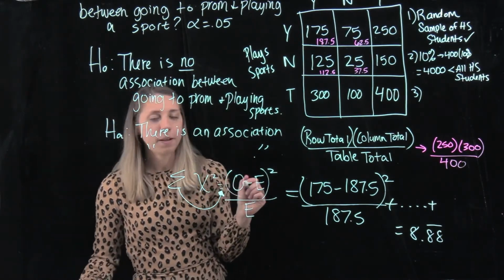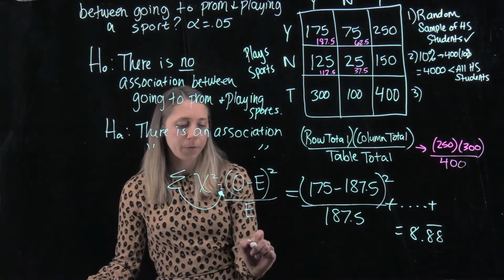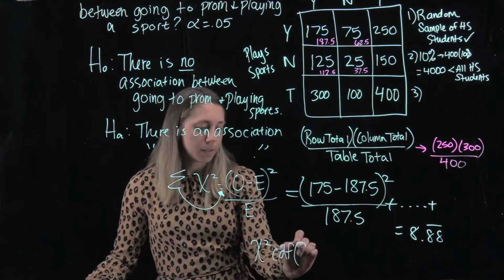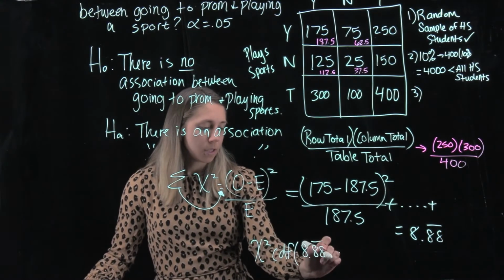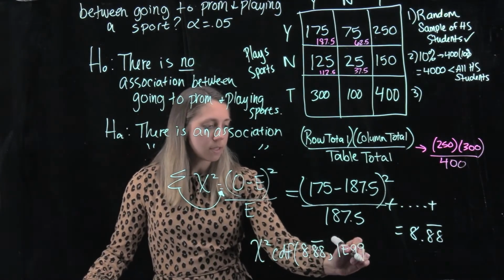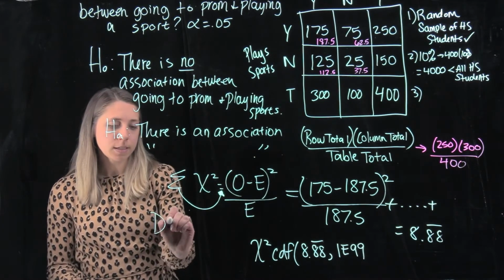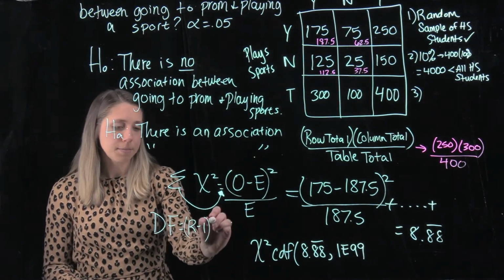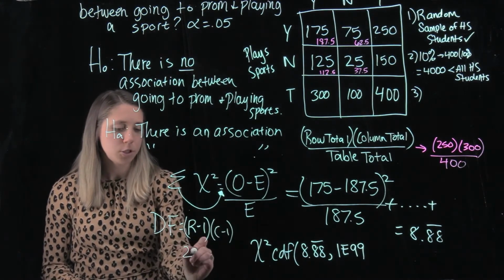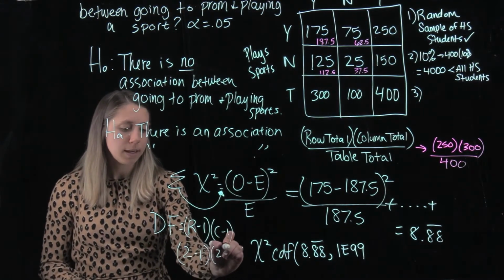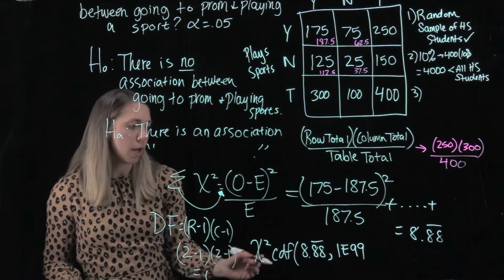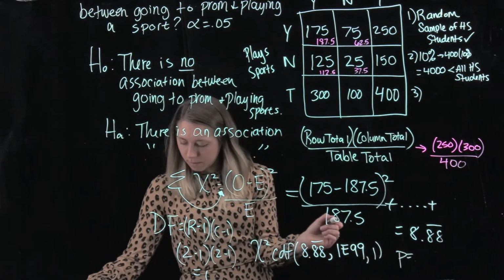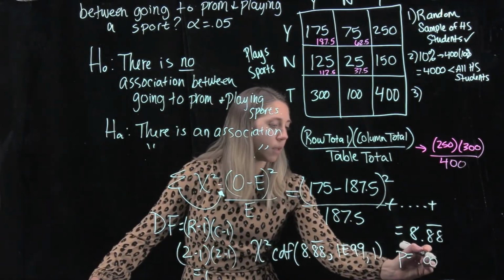If you were to look that up in your chi-squared table or use chi-squared CDF, we would do 8.88 to 1E99. Degrees of freedom for this type of test is rows minus 1 times columns minus 1, so that would be 2 minus 1 times 2 minus 1, equals just 1. You get a p-value of 0.0029.